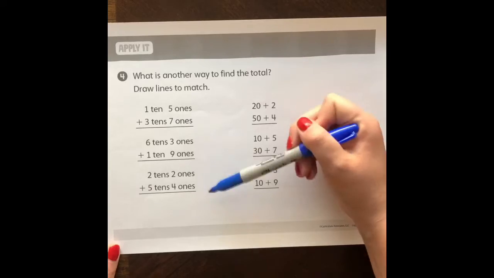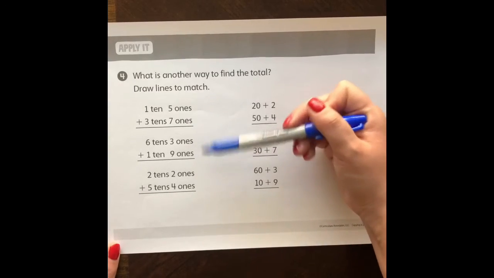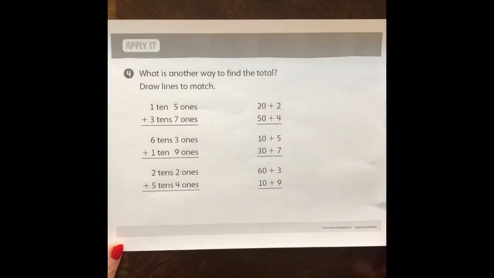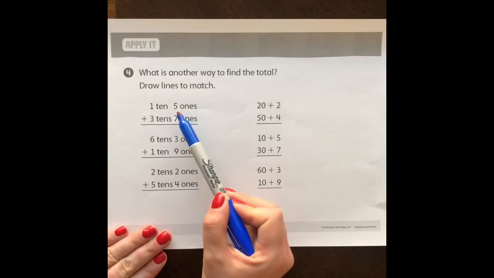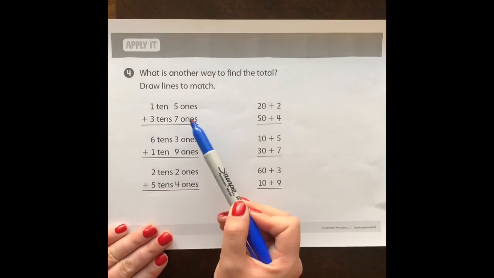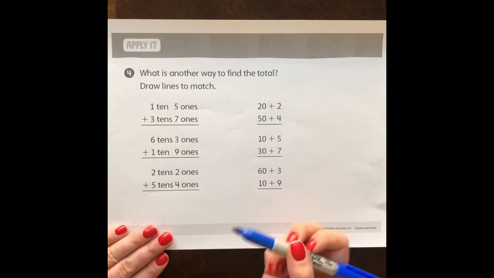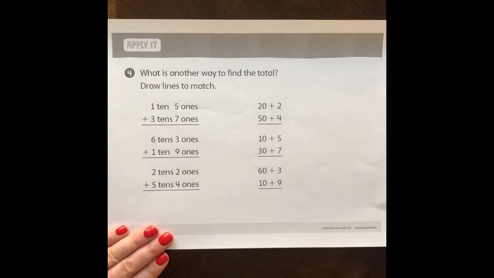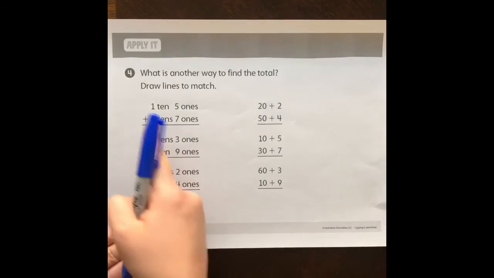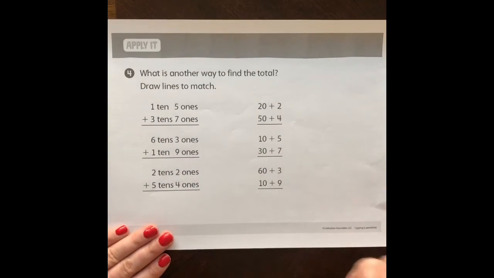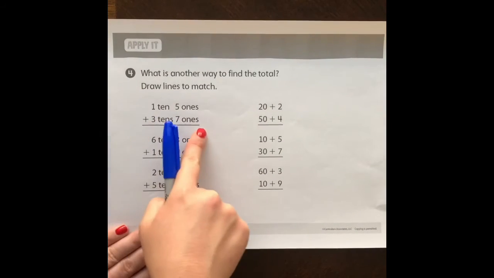This is what we've seen in our word problems or just on our lessons in general. This one reads 1 10, 5 1s, 3 10s, 7 1s. Looking at that first problem there, it is going to be pretty simple for us to match these up over here. All we are doing is just writing these in standard form.